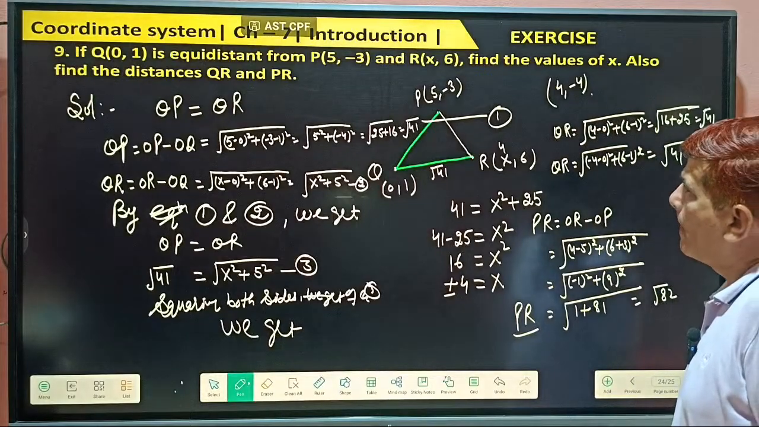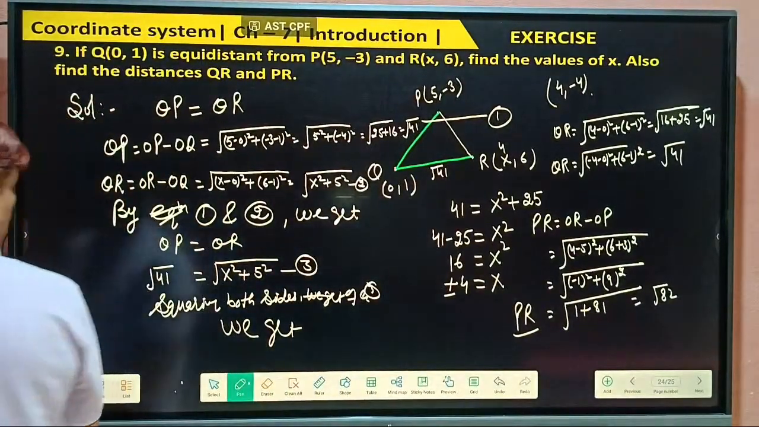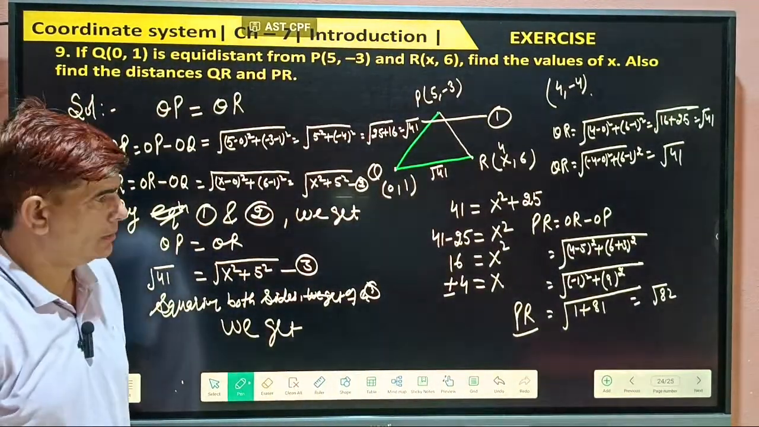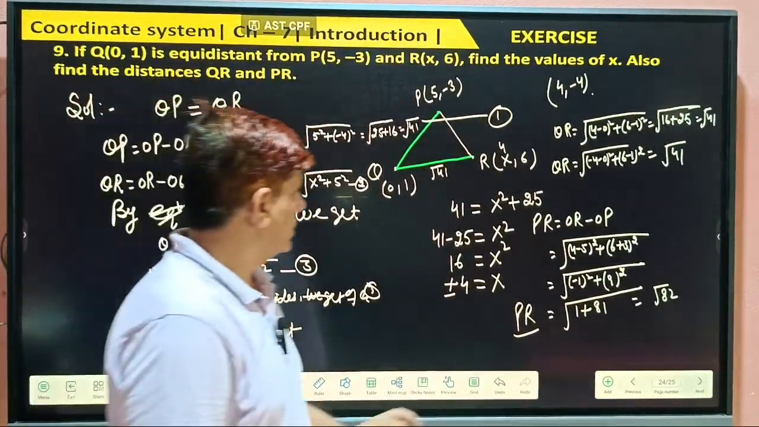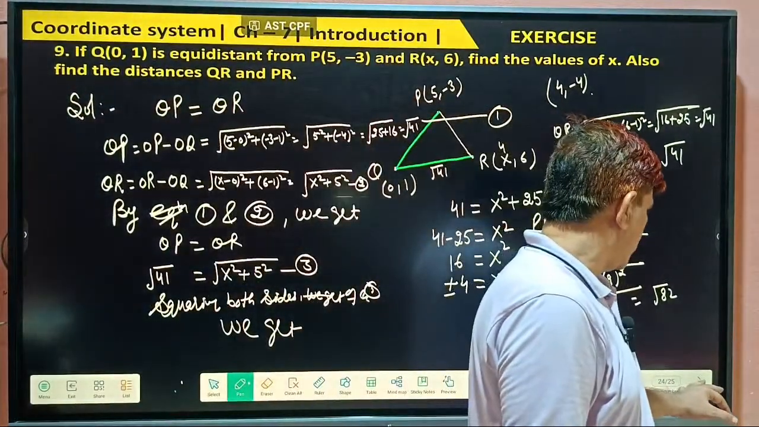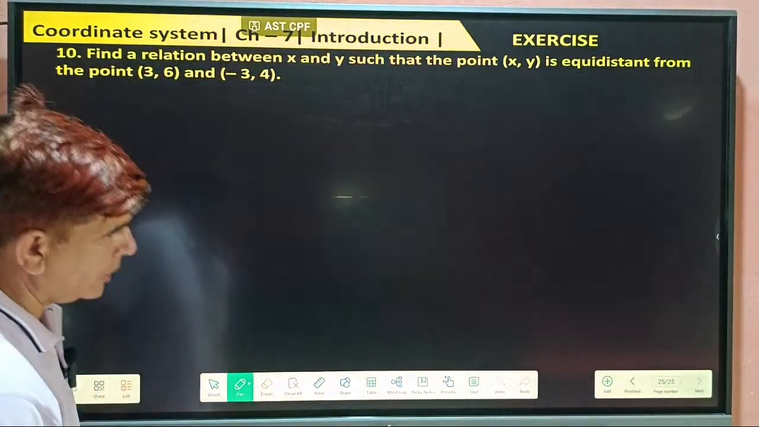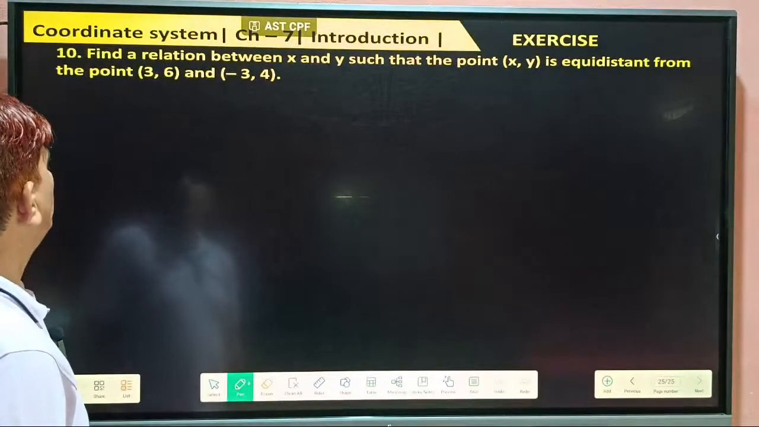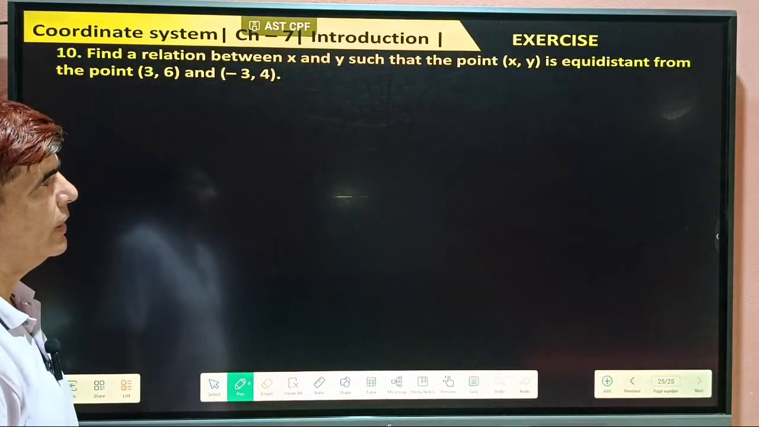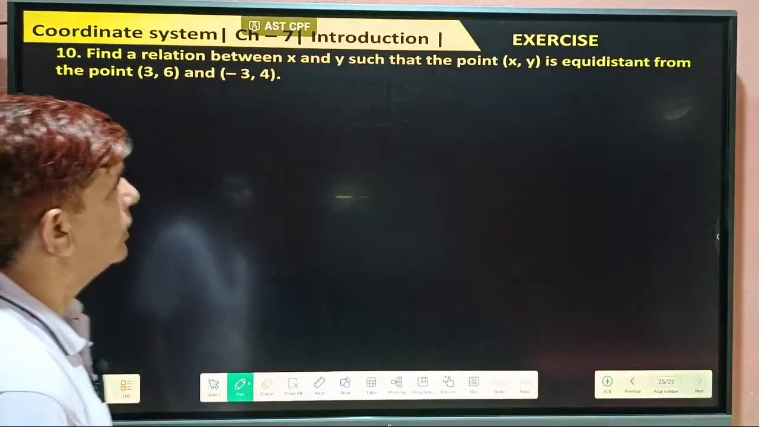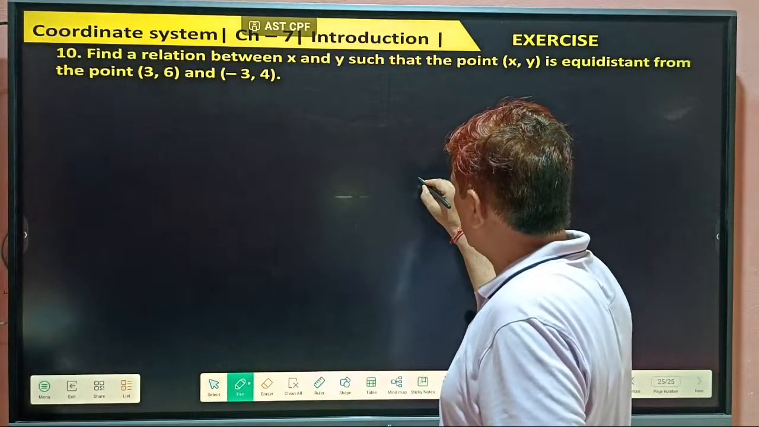Yes or no? So, got it. This is the 9th question of this exercise. All I tell you, this is just the 10th part of it. The last question of this exercise, according to me. It's given: find the relation between x and y such that point (x, y) is equidistant from these 2 points. So it's the same question repeating, only changing its form.